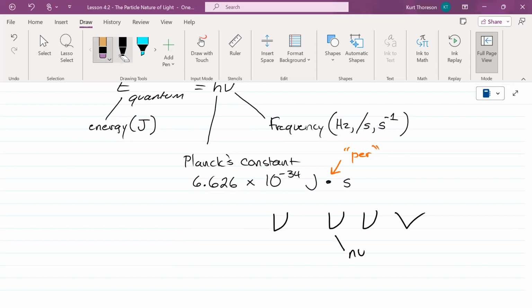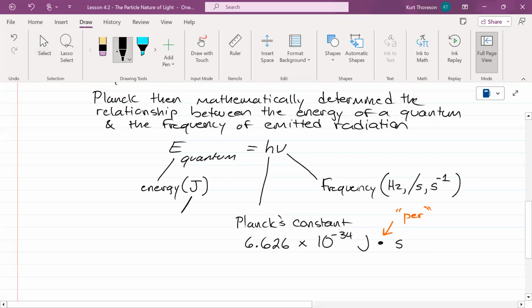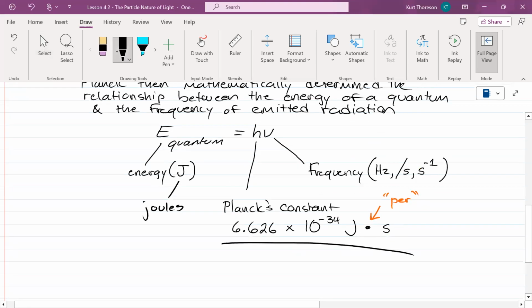That means frequency. E is measured in joules. You haven't gotten joules yet, but I'll teach that to you today. And then you have Planck's constant, 6.626 times 10 to the negative 34 joules per second. And that's where we finished yesterday.